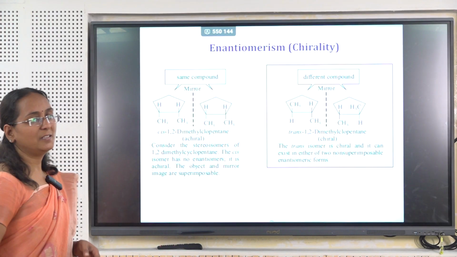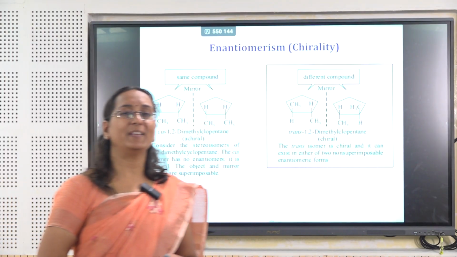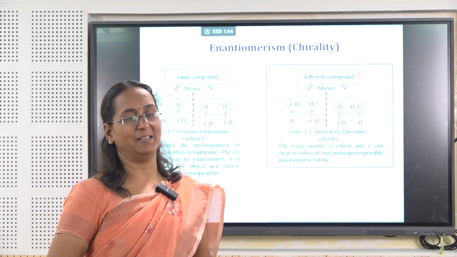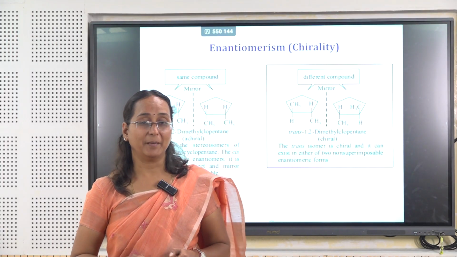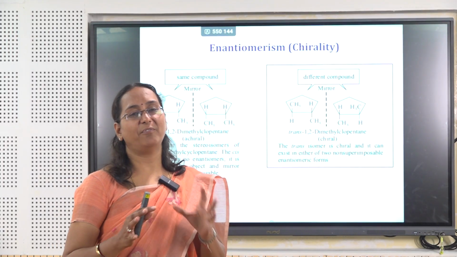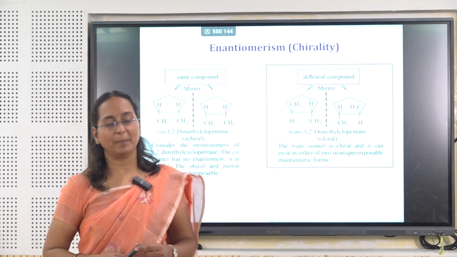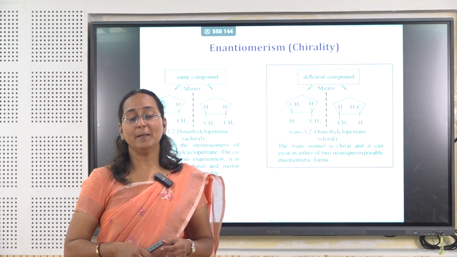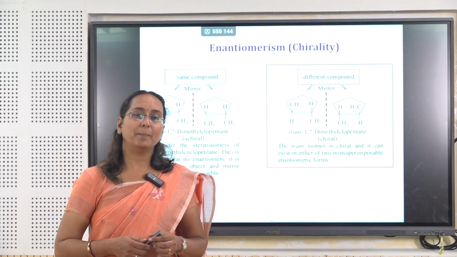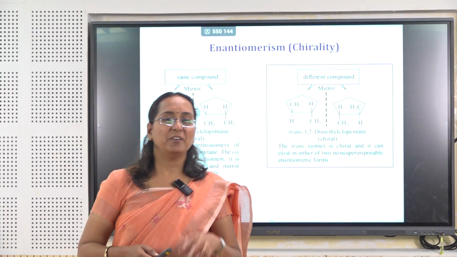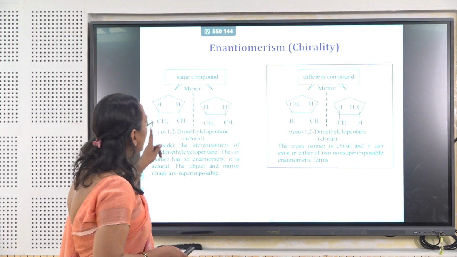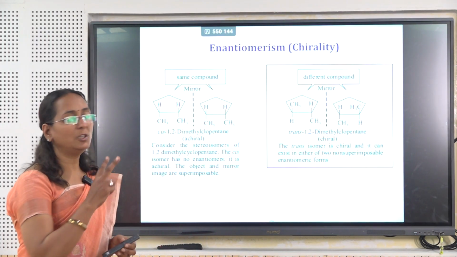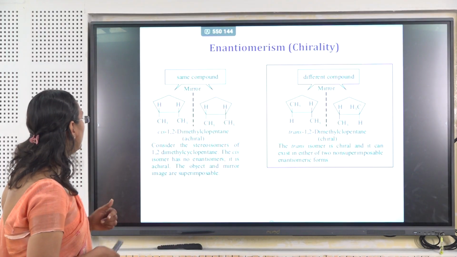Now here you can see the simplest example of enantiomerism, where we are speaking about chirality. As everybody knows, we speak about the chiral carbon, the carbon which has 4 different types of groups attached to its 4 valencies. At that time this is known as a chiral carbon or asymmetric carbon atom, and it is represented by chirality also. So in this example you can see we have taken 2 compounds or 2 molecules.